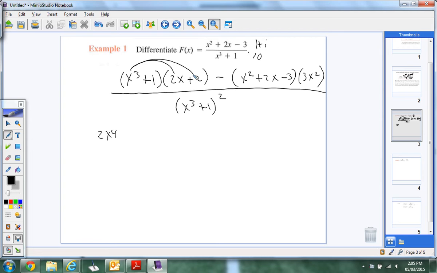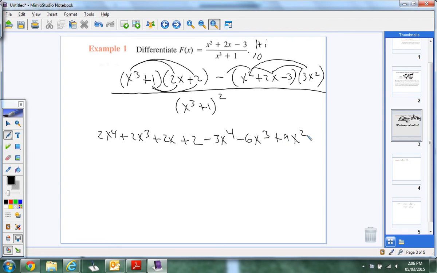2x^4 plus 2x^3 plus 2x plus 2. That's a lot of 2's. Then we'll distribute this, and I'm going to distribute to here, and then it's going to get hit with a negative. 3x squared times x squared is 3x^4, minus 3x^4. And I'm going to do here and then hit the negative. So that's going to be negative 6x^3. And then a negative times a negative is a positive 9x squared. So that's what my top is going to be. So let's go ahead and simplify that.